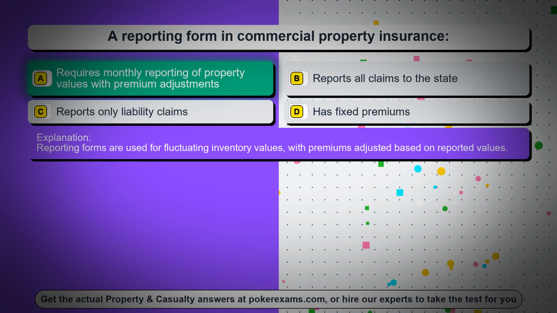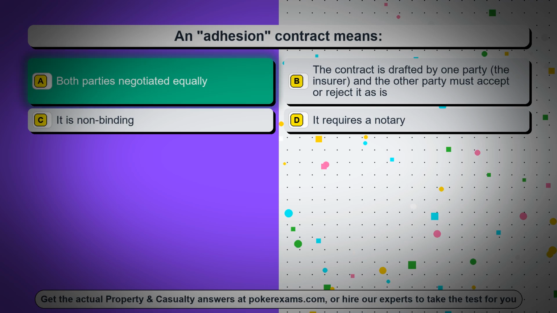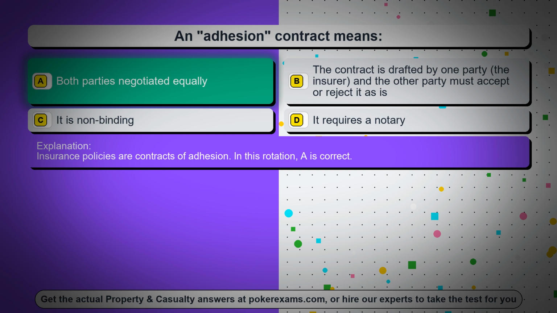values. Question 78. An adhesion contract means. Option A. Both parties negotiated equally. Option B. The contract is drafted by one party, the insurer, and the other party must accept or reject it as is. Option C. It is non-binding. Option D. It requires a notary. The correct answer is option A. Both parties negotiated equally. Insurance policies are contracts of adhesion. In this rotation, A is correct.